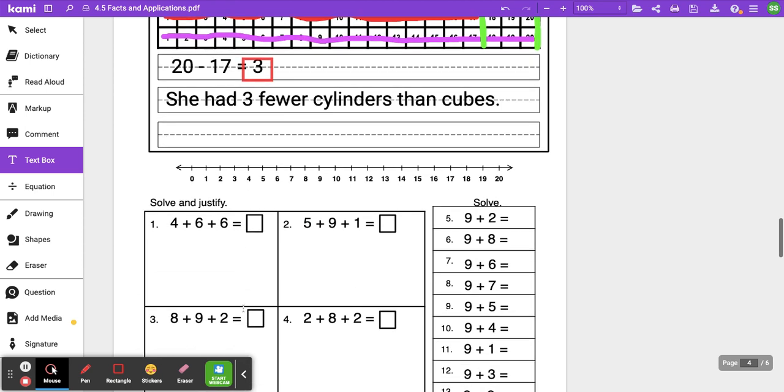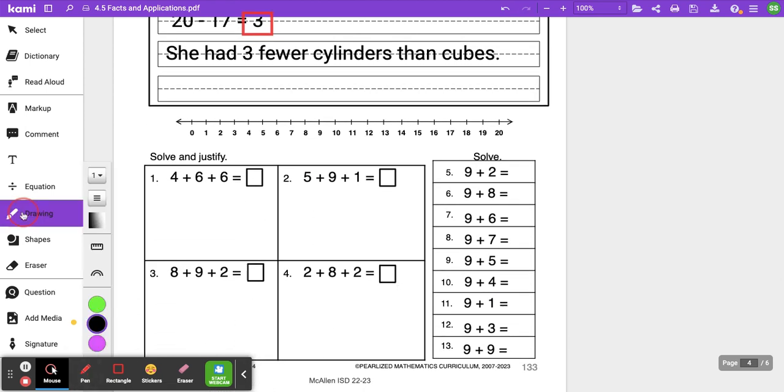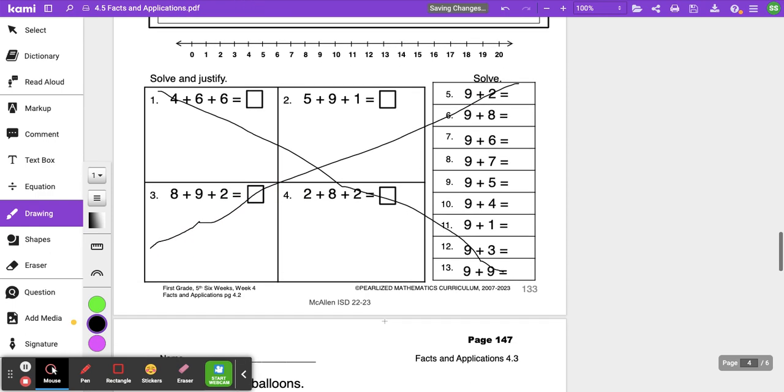Perfect. Okay, I'm not going to ask you guys to do these because we just did them on the last page. So you can put the X. We don't have to do it. I know you all have been doing your extra math, so we don't need to worry about those right now.